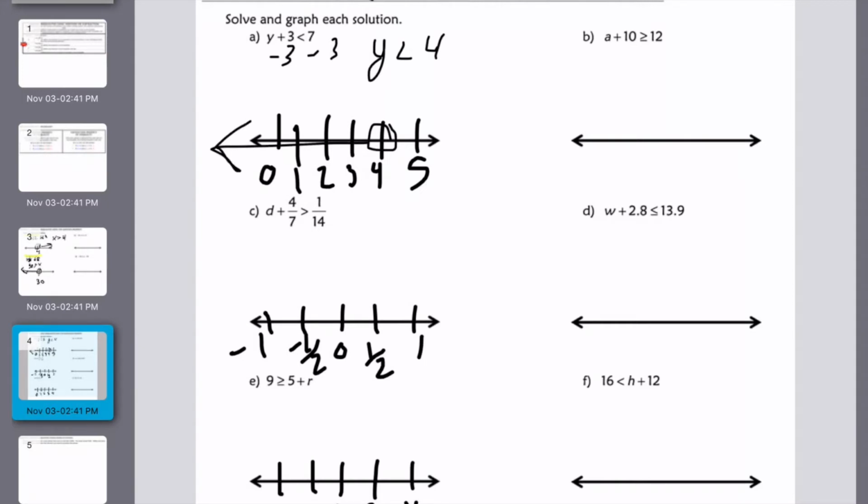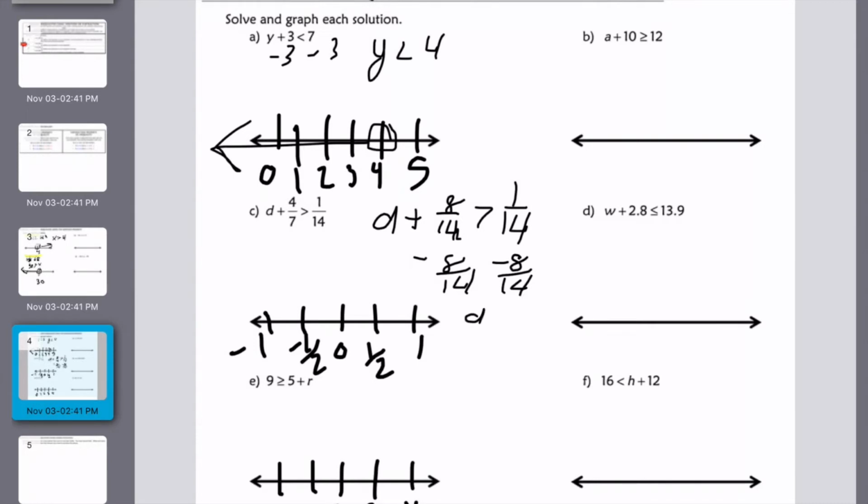Part C is a little different because it's got fractions in there, but don't let that confuse you. Okay, so I have d plus 4/7 is greater than 1/14. What I'm going to do is rewrite this problem and make it d plus 8/14 is greater than 1/14. I did that because I just want to have common denominators. So I'm going to subtract 8/14 on both sides.